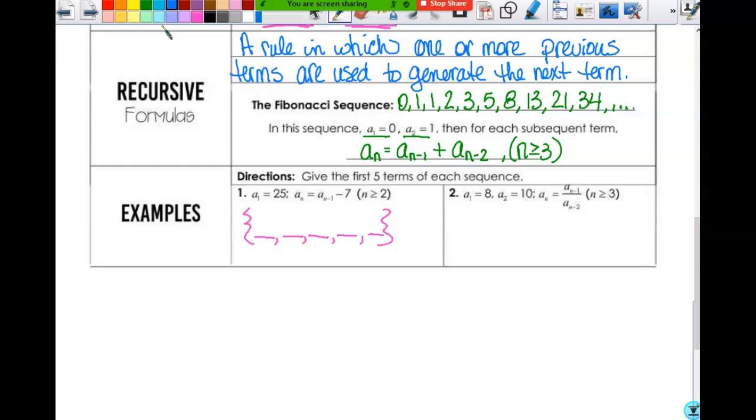So I know that the first term, they gave me a sub 1, it's 25. For the second term, I'm supposed to take the first term and subtract 7, which gives me 18. Then I subtract 7 again and get 11. Then I subtract 7 again and get 4. Then I subtract 7 again and get negative 3. Does that make sense? That's called a recursive formula. It's one where you'd have to write everything out if you need something past that.